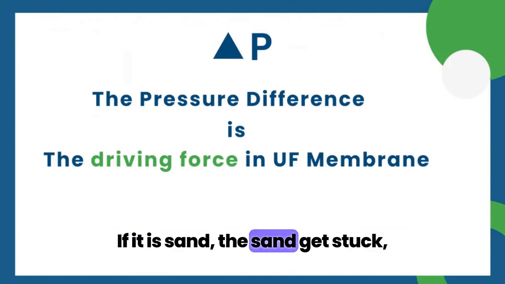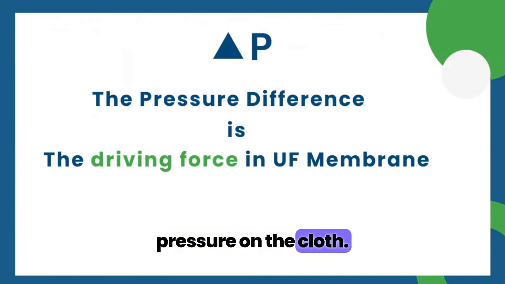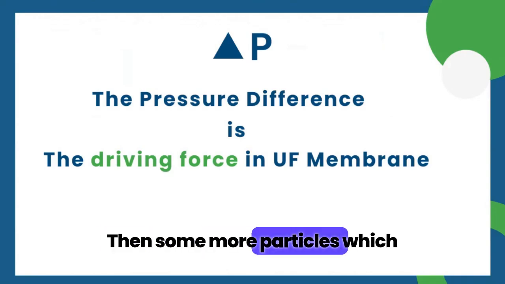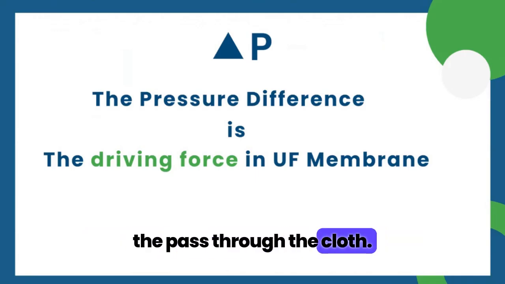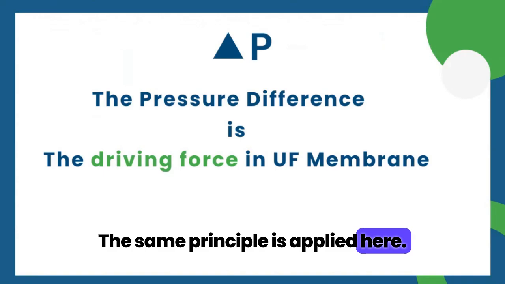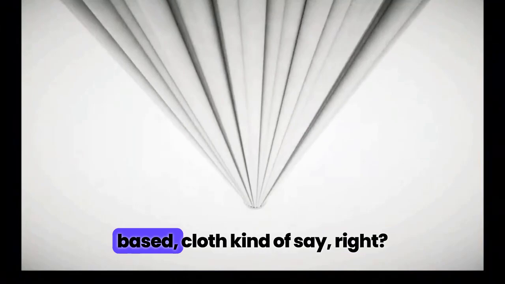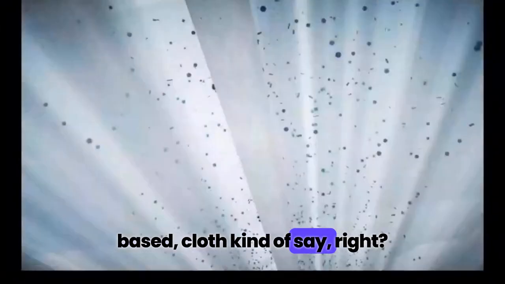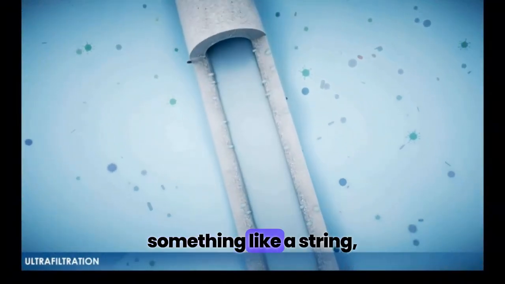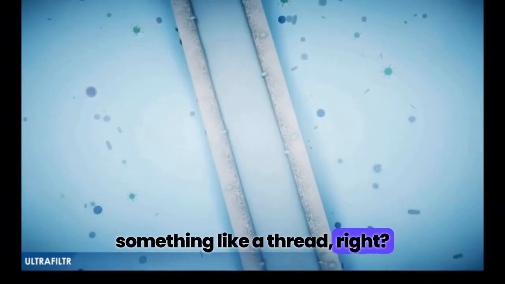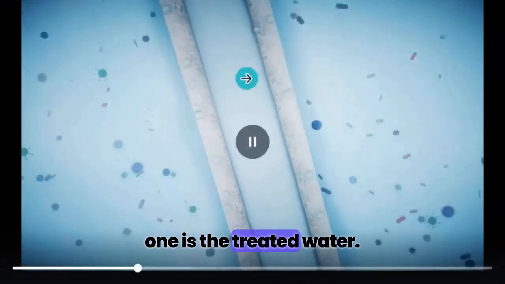If it is sand, the sand gets stuck. It is blocked by your cloth. Imagine you put more pressure on the cloth. Then some more particles which normally do not get through the cloth will also pass through the cloth. The same principle is applied here. So we use what is called a membrane. Membrane is nothing but a chemical-based cloth kind of, say, right? And it is folded and made into a round shape, something like a string, something like a thread, right? What you are seeing here is a membrane. The middle one is the treated water.